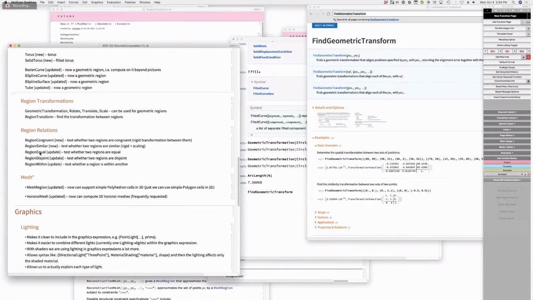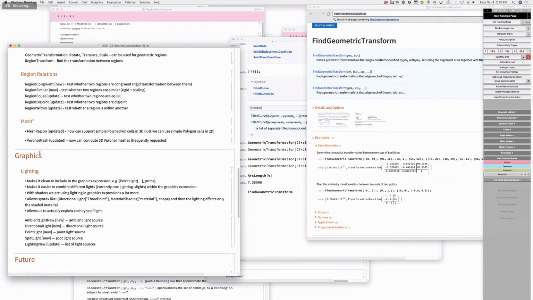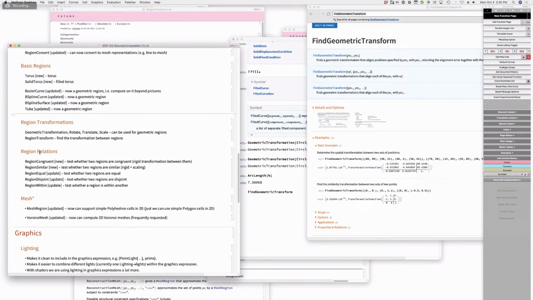Two things are congruent when there is a rigid transform between two regions, and similar when there is a rigid transform plus scaling. These here are tests, and that's fine. Region transform or find region transform is the one that actually finds it if you want the mapping.